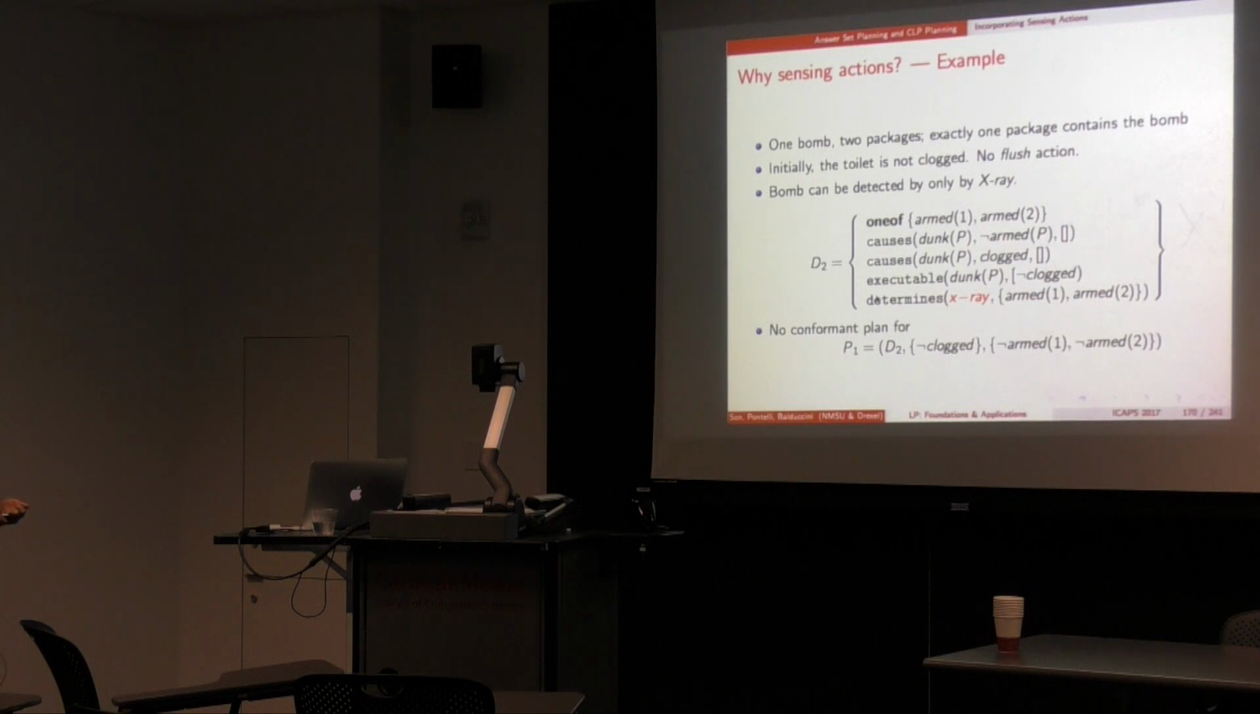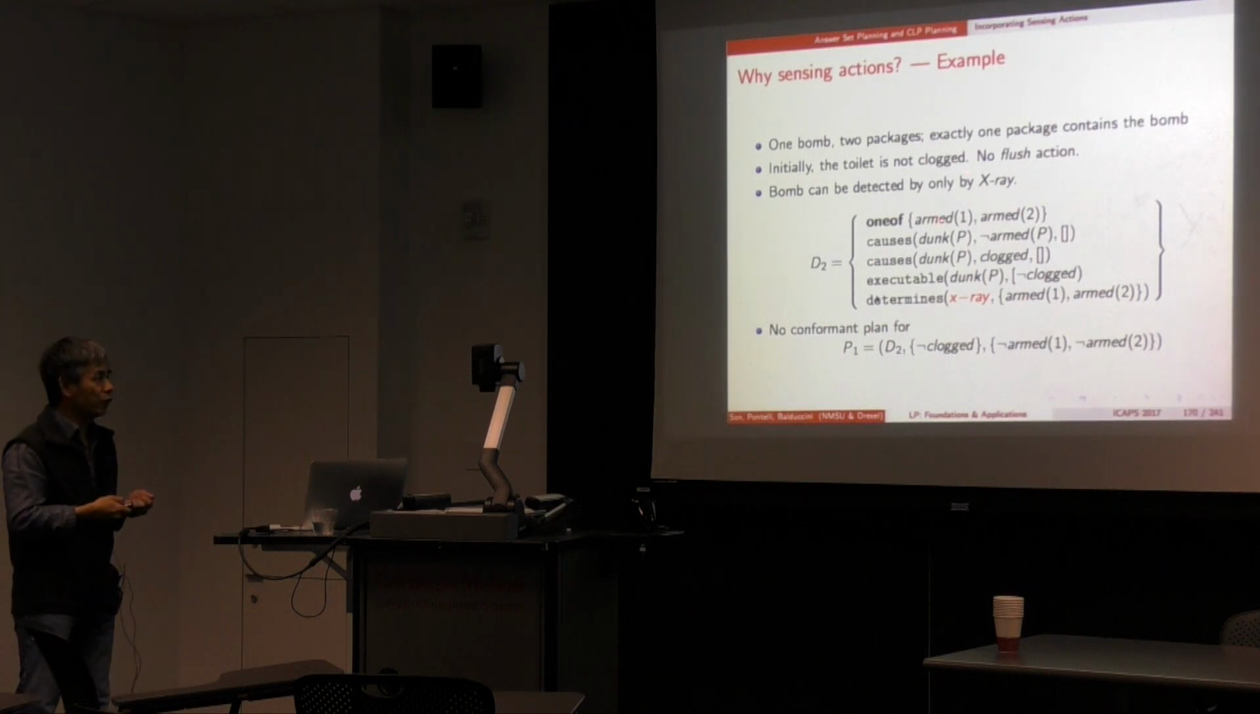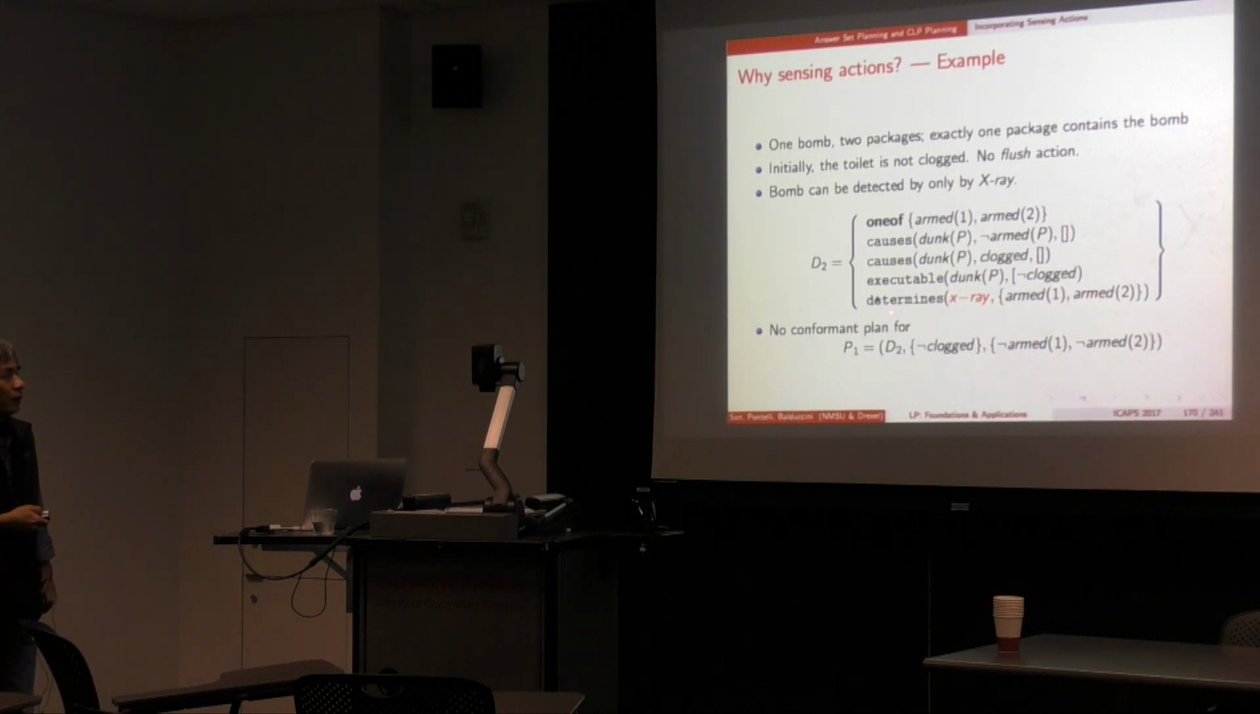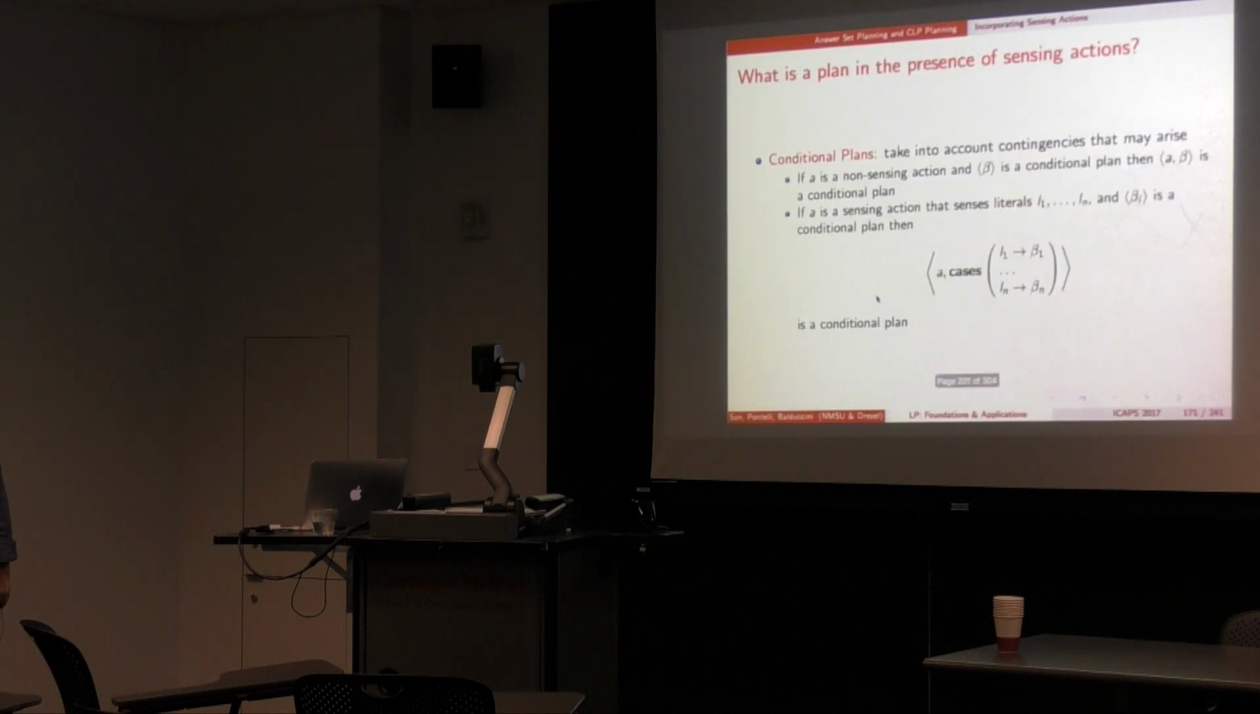packages, and we know for sure that exactly one of them has a bomb in it, and we can do X-ray to determine which package has a bomb, right? So we will have no conformant plan for that, but we could generate the conditional plan. So what we can do is that we can have this, and we define a conditional plan like this.